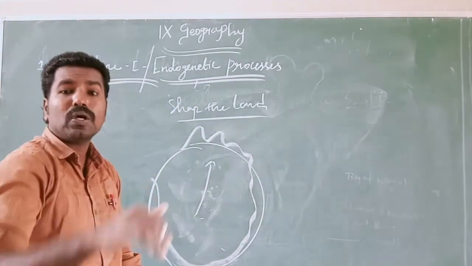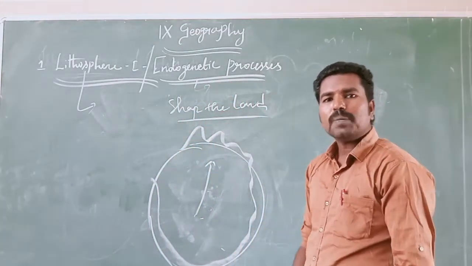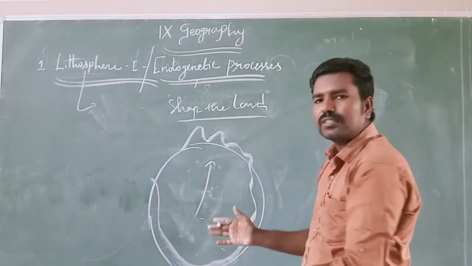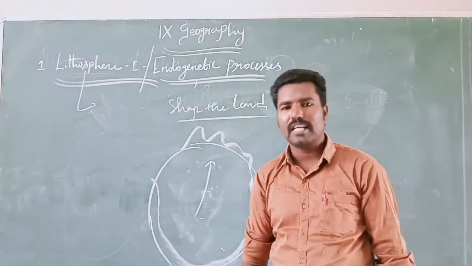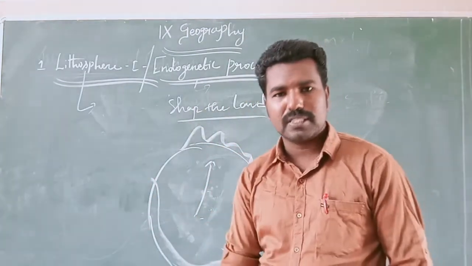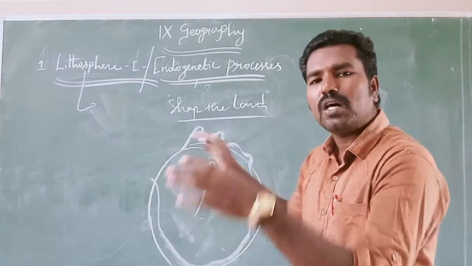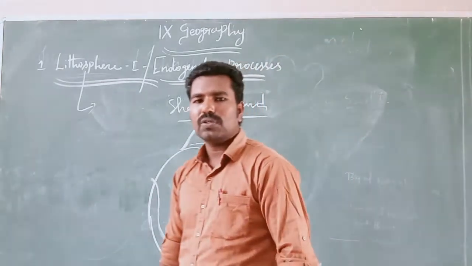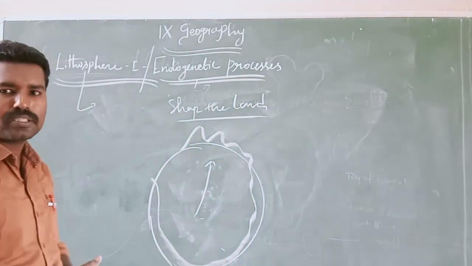The endogenetic process is otherwise called the internal process of the earth. All these processes happen inside the earth. Due to this internal process, forces come towards the outer surface of the earth and build various landforms like mountains, plain regions or plateau regions. Whatever landforms are formed on the outer surface are formed by the internal forces. So that is called the endogenetic process or internal process.